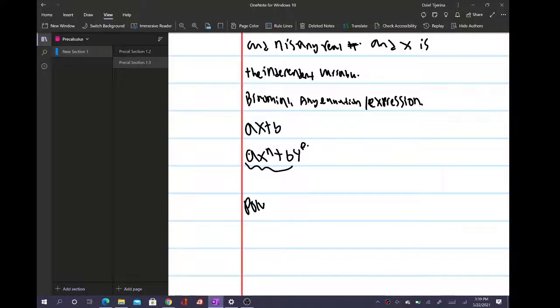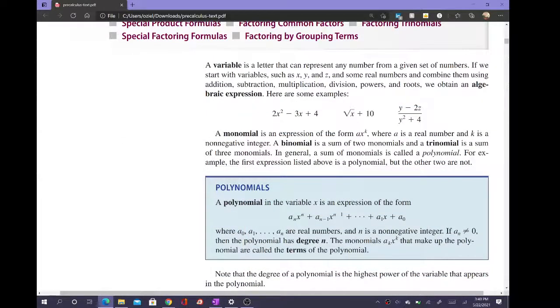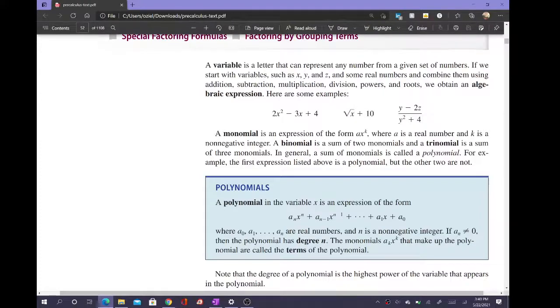A polynomial is an expression with more than two terms, or rather, let's see here. Well, a trinomial is a sum of three monomials, and in general, any sum of any monomials is a polynomial. So this can be a polynomial, basically, this can be a polynomial, and this can be a polynomial.